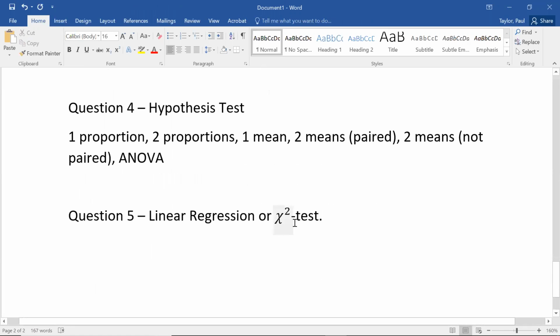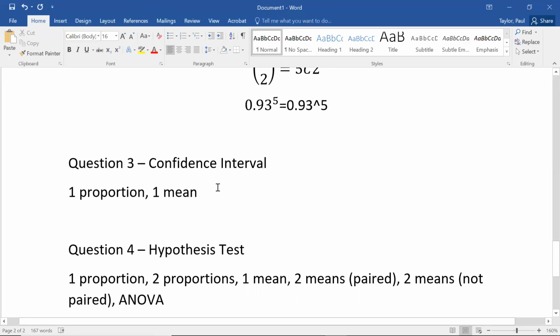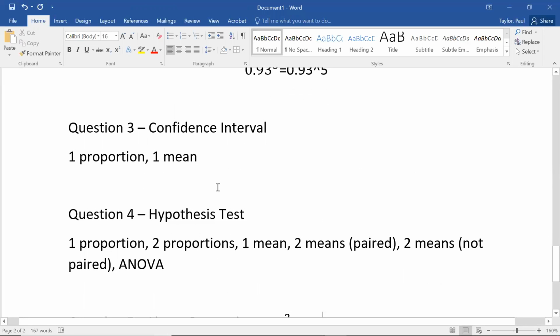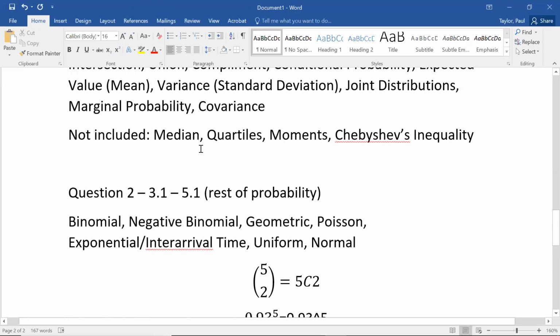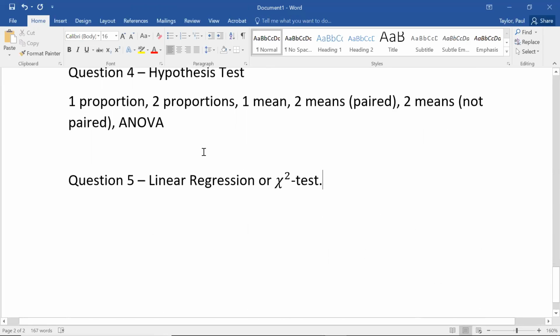So some people will get a chi-squared test and they won't get a linear regression on the final. And then other people will get a linear regression on the final and they won't get a chi-squared test. But that's sort of how questions 4 and 5 work. Question 5 has the linear regressions in it, and also you might get chi-squared tests, and then all the other hypothesis tests are in question number 4. Question number 3 is going to be a confidence interval. Questions number 1 and 2 are the probability stuff from earlier in the semester.